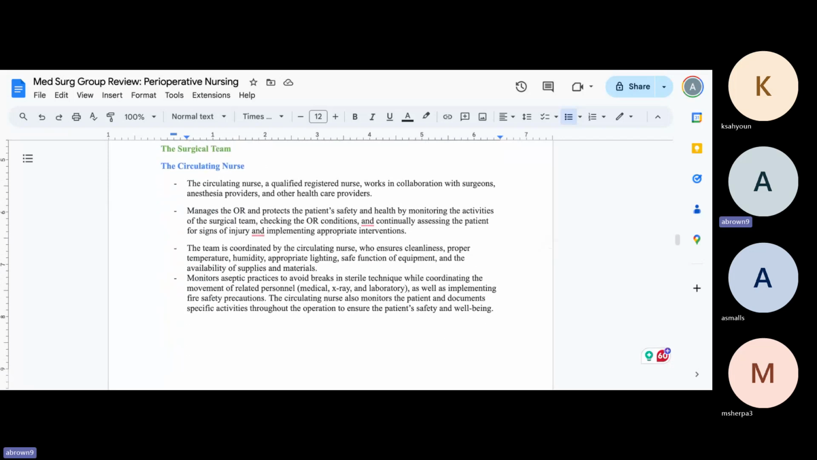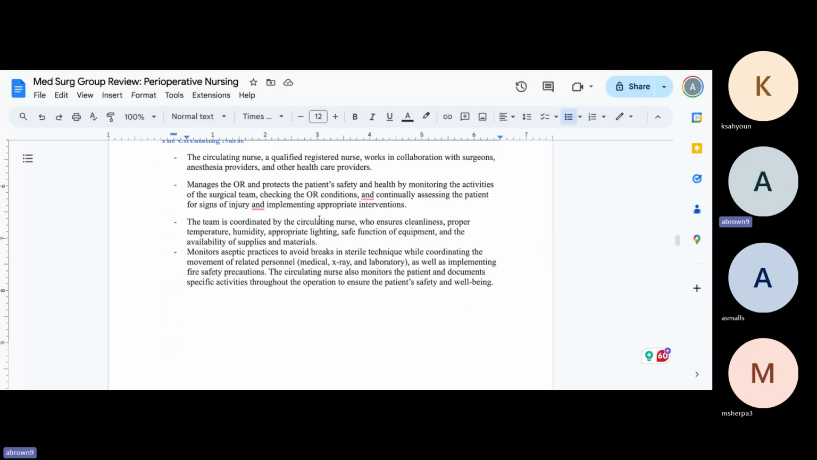A little bit about the surgical team and some of the nurses' roles in the OR. So the circulating nurse is a qualified registered nurse who works in collaboration with surgeons, anesthesia providers, and other healthcare providers. They manage the OR and protect the patient's safety and health by monitoring the activities of the surgical team, checking the OR conditions, and eventually assessing the patient for signs of injury and implementing appropriate interventions. So this nurse is basically circulating all around. They are assessing the patient. They're making sure that the OR team is also doing the right thing. And they're also making sure that the OR is set and ready to go.